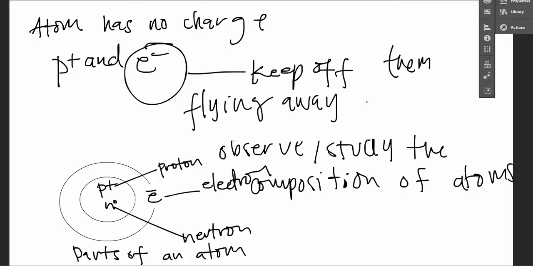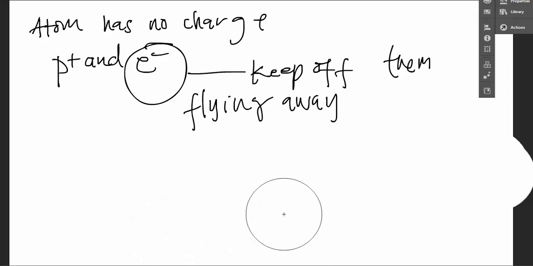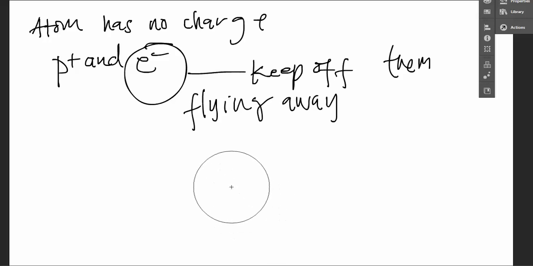Okay, so let us proceed to the next. Okay, so that's it for today. We'll be discussing the parts of atoms for the next day or this week.